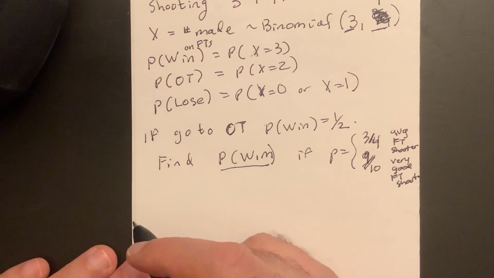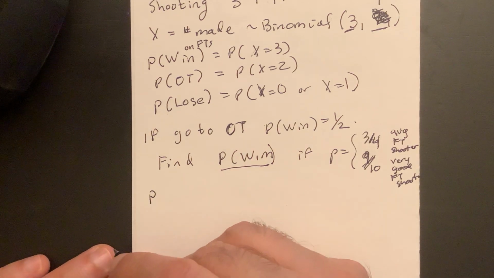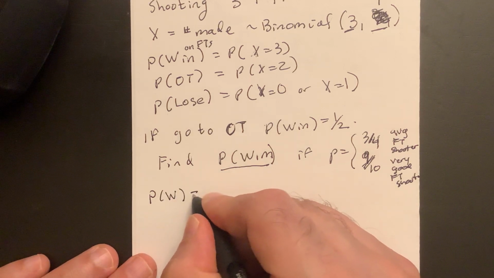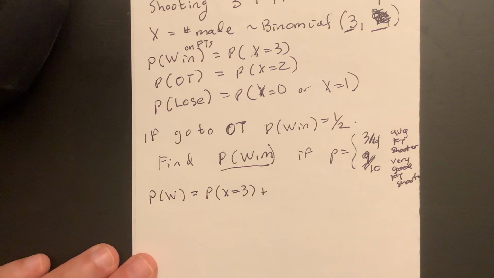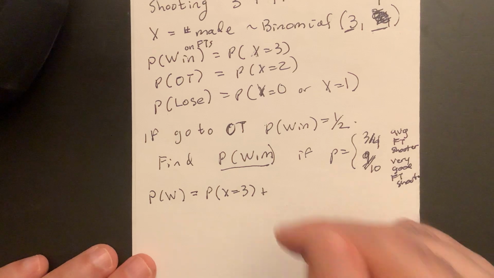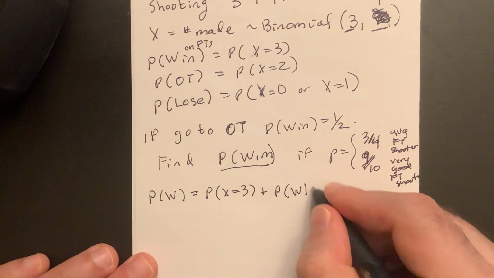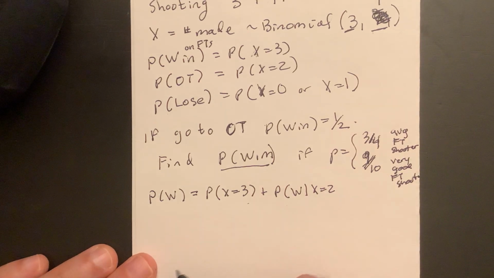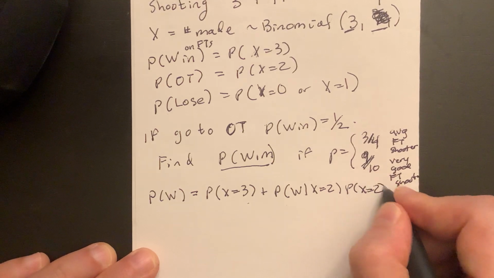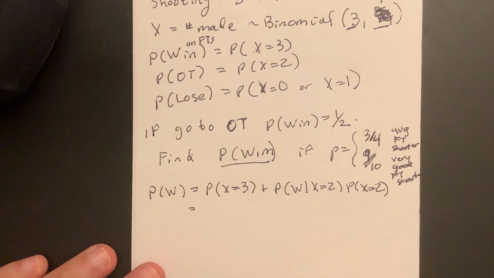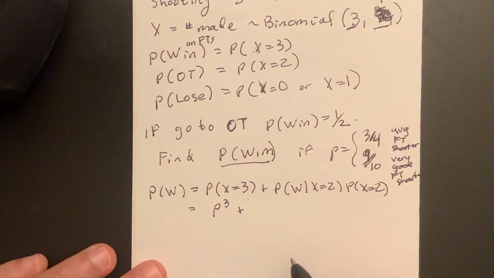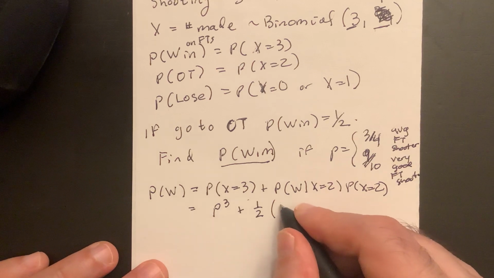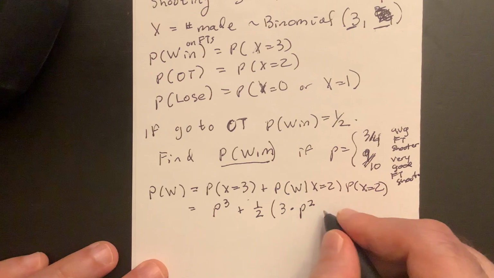So probability lose will be 1 minus probability win. So probability win is just equal to probability x equals 3 plus probability x equals 2 times probability they win given x equals 2. This is win given x equals 3, but that's 1. So it's 1 times probability x equals 2. Okay, so this is equal to just probability x equals 3, which makes all three, so this is p cubed, plus probability x equals 2, win given x equals 2, so this is a half. And the probability x equals 2 is 3 choose 2, so it's 3 times p squared times 1 minus p.